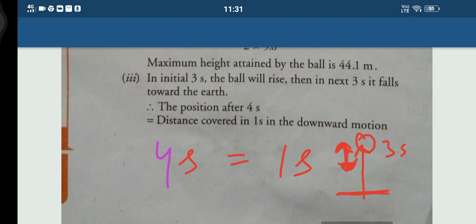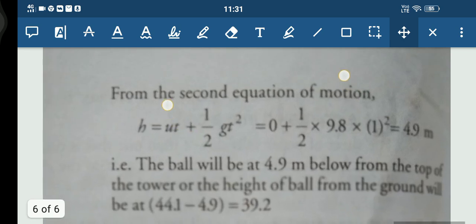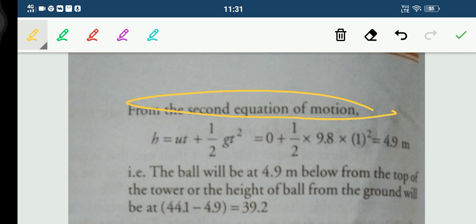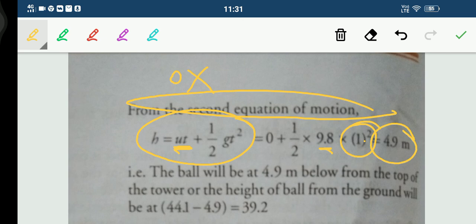Fine students, let's quickly do this as well. From the second equation of motion, h is equal to ut plus half gt square. Simply apply it, u into t. u is 0, so any number multiplied by 0 will give you 0, plus half, g is 9.8, t we are taking as 1 here, 1 square. The answer is 4.9 meters. Now students, the ball will be 4.9 meters below the top. The height of the ball from the ground will be the total height minus this height, that is 44.1 subtracted by 4.9, and the answer would be 39.2.